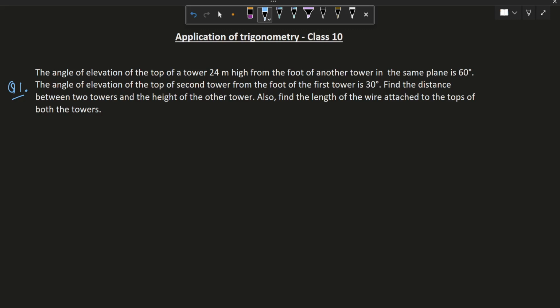The angle of elevation of the top of a tower 24-meter high from the foot of another tower in the same plane is 60 degree. Meaning there are two towers. Okay. Now it is understood from the question that there are two towers. One tower is 24-meter high. Now angle of elevation of top of tower 24-meter high.